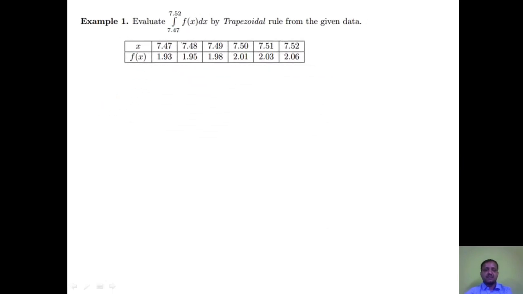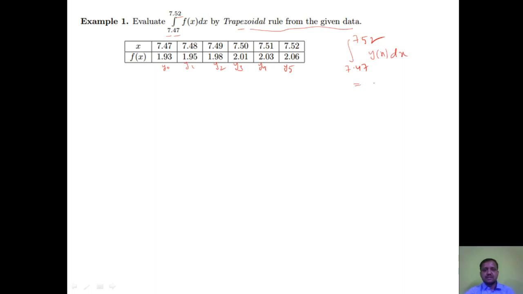Here example 1: evaluate the integral from 7.47 to 7.52 by the trapezoidal rule from the given data. Some data points are given and the function is unknown. Here these represent y0, y1, y2, y3, y4, y5. You need to find the integral from 7.47 to 7.52 of y of x dx.